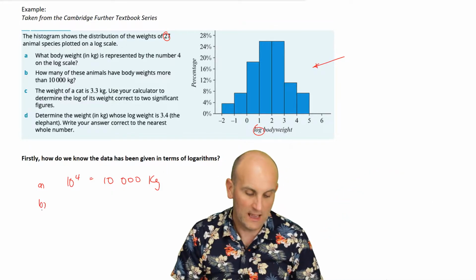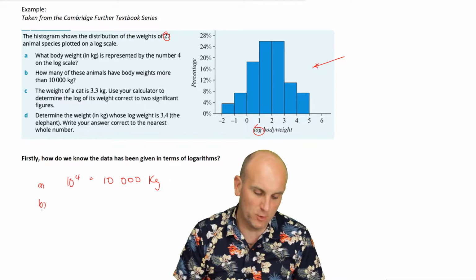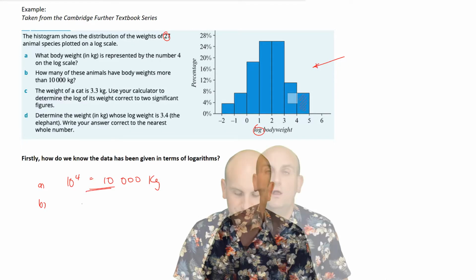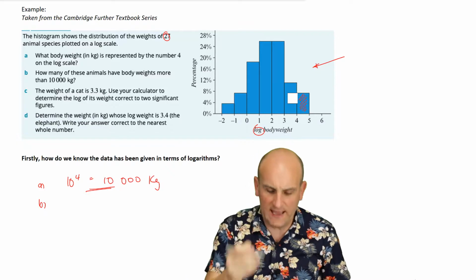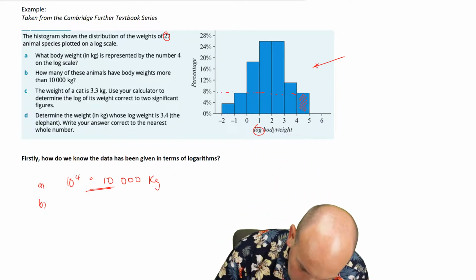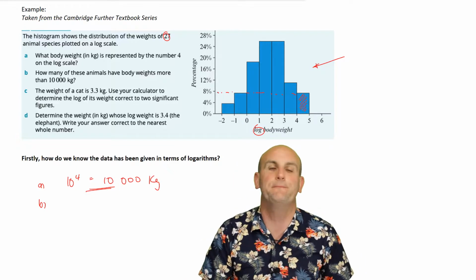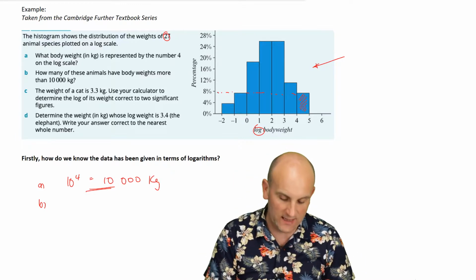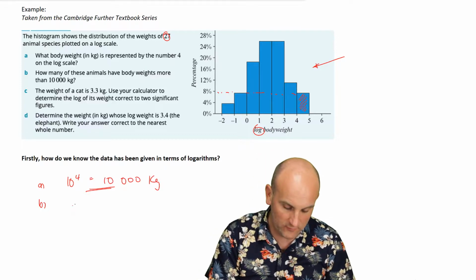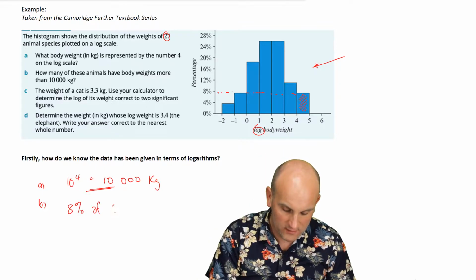Part B. How many of these animals have body weights more than 10,000 kilos? Well, actually, part A helped us. So reading along my scale, I'm going to draw a dotted line across, and I think that's 8%. So 8% of my total animals are above 10,000 kilos. So we're looking for 8% of 27.